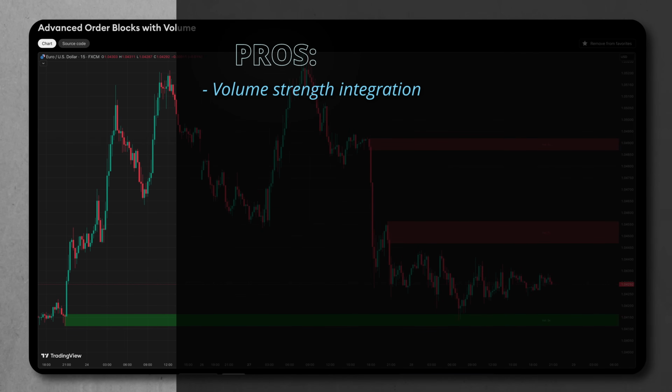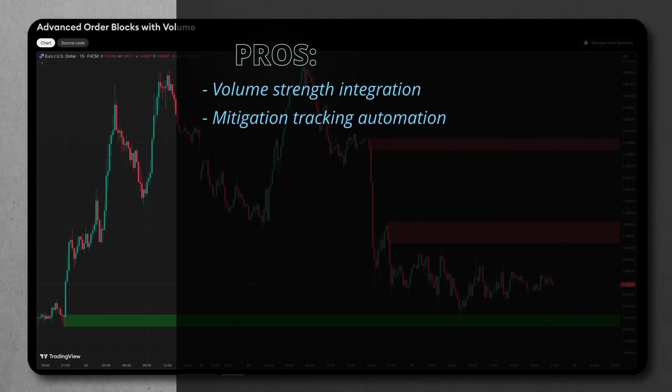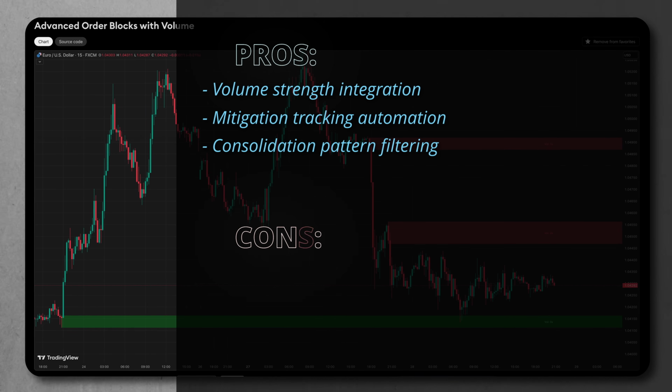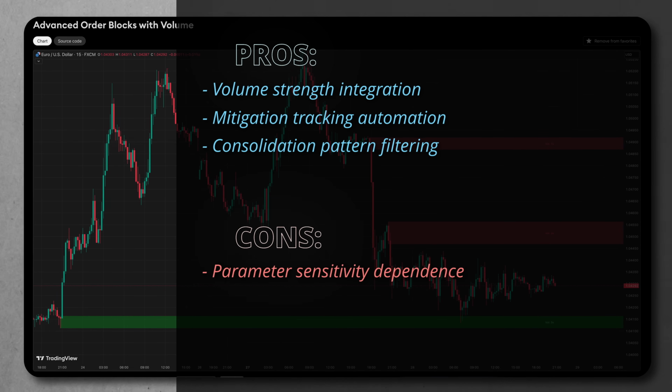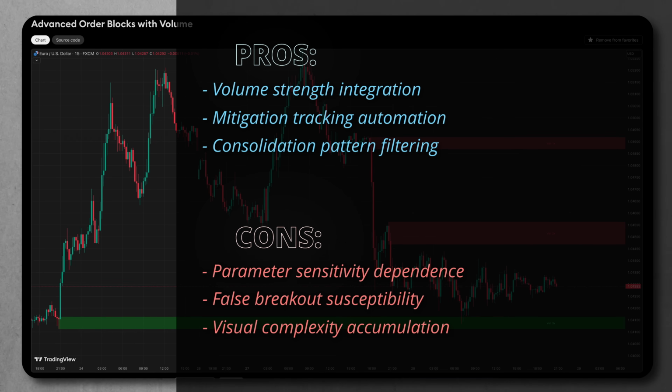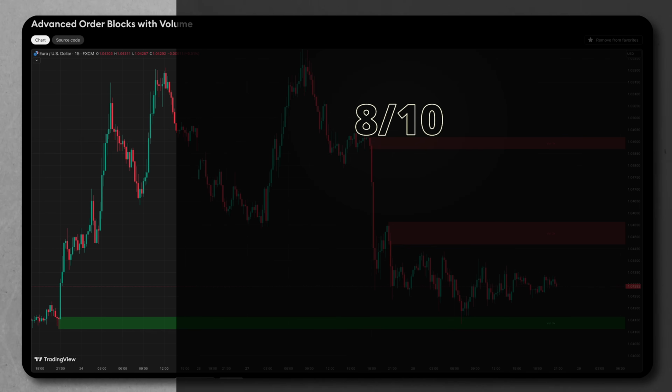Pros: volume strength integration, mitigation tracking automation, consolidation pattern filtering. Cons: parameter sensitivity dependence, false breakout susceptibility, visual complexity accumulation. Ranking: 8 out of 10.